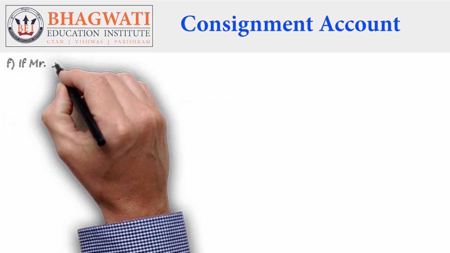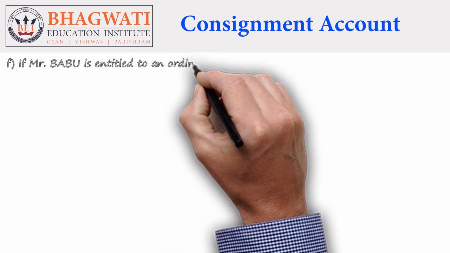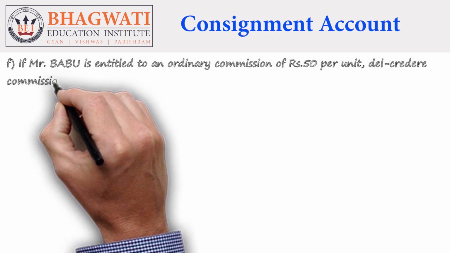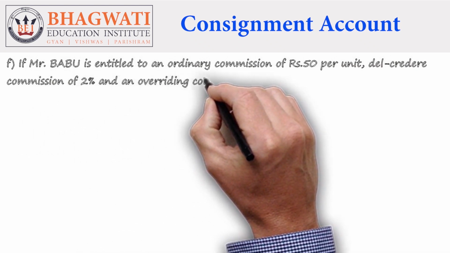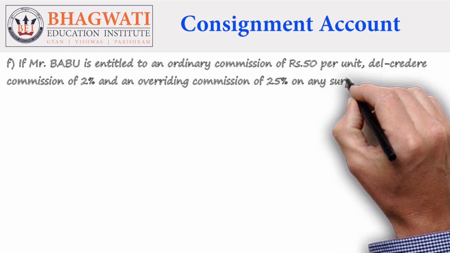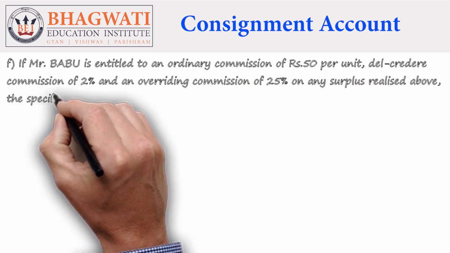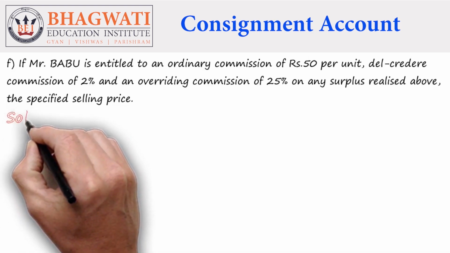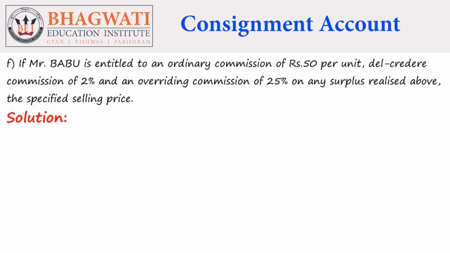Let us move further. If Mr. Babu is entitled to an ordinary commission of rupees 50 per unit, Del credere commission of 2% and overriding commission of 25% on any surplus realized above specified selling price. Okay, so the previous question and this question, it's same to same. In previous case it was 5% ordinary commission and Del credere 2% and this overriding commission same to same. So the only change is in ordinary commission. So we won't waste much time in this. Let us discuss solution for this.